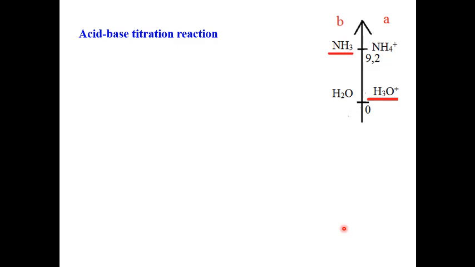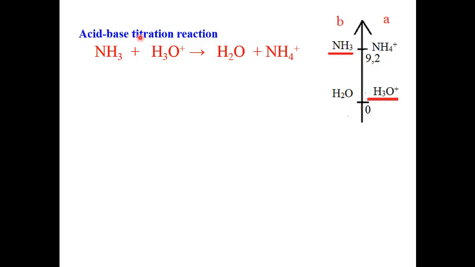Now, at the beginning, in the beaker or in the Erlenmeyer flask, we had the species NH3. And we have added H3O+. Don't forget that HCl is a strong acid, so it is represented by the pair H2O, H3O+. So the underlined species are the species that react together.